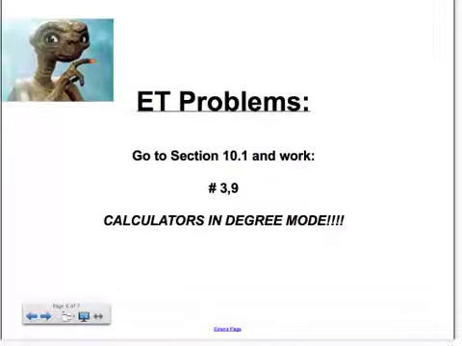Okay, so now go to chapter 10.1 and work numbers 3 and 9. And don't forget to put your calculators in degree mode.